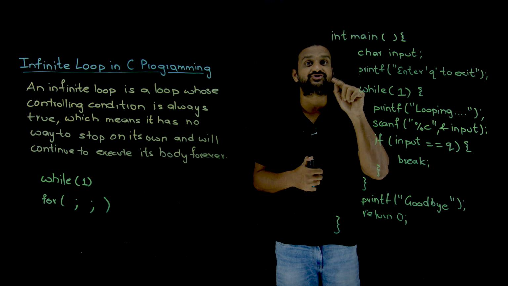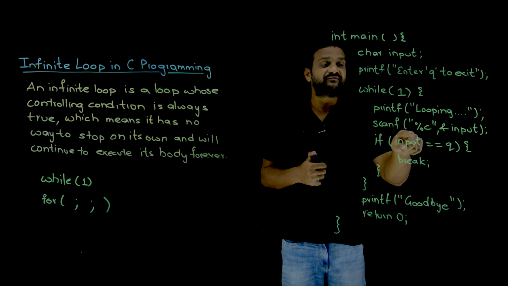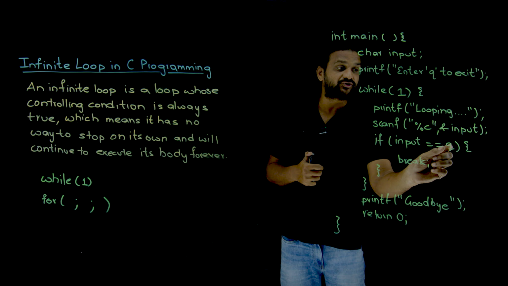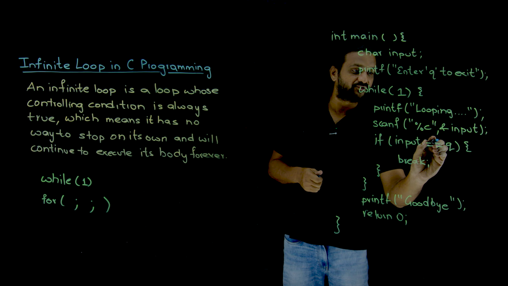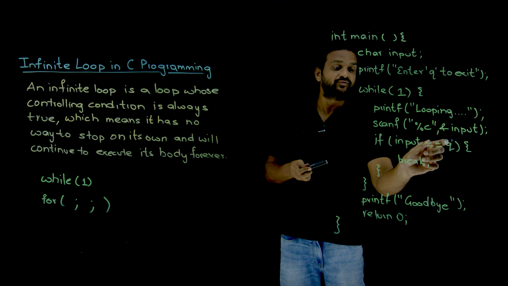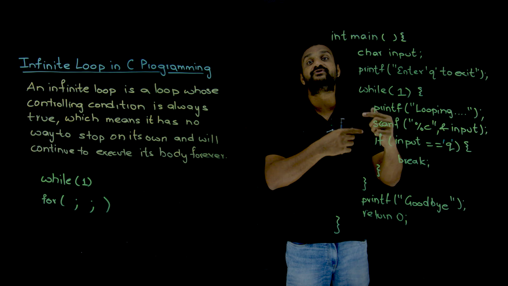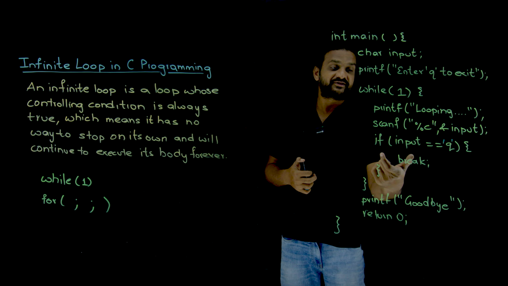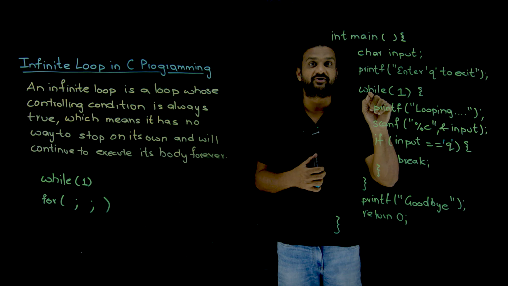A character has to be pressed by the user, and if the value of input is equal to Q, meaning the value stored in input is equal to Q, so I forgot to give these single quotes, then we have to execute this break statement. So how do we come out of the loop? By using the break statement. If this condition happens to be true, this break will get executed and we are going to come out of this infinite loop.